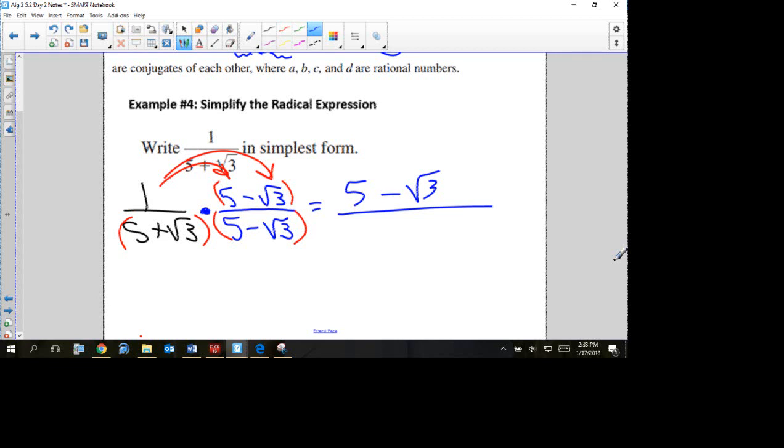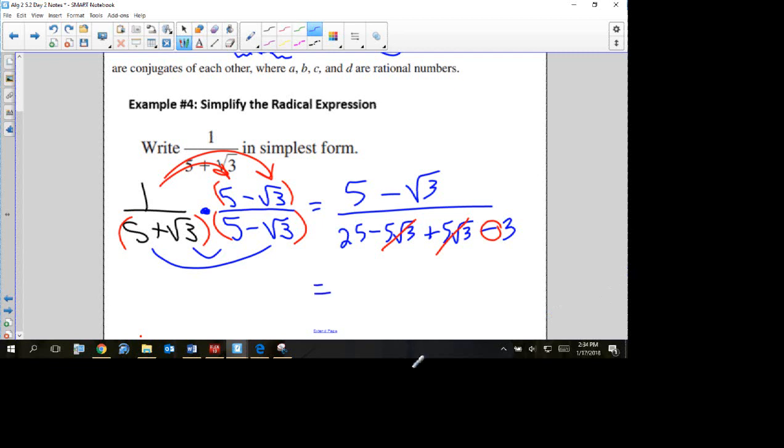So we're going to do 5 times 5. That's our first, 25. Outside is 5 times minus radical 3, so minus 5 radical 3. Inside is plus 5 radical 3. And then last is minus radical 3 times radical 3, which is minus 3. We've done this before. When you multiply by conjugates, if you've done it correctly, what always happens to the middle two terms? They always cancel. And then the last term will always be minus if you've done it correctly. Always.